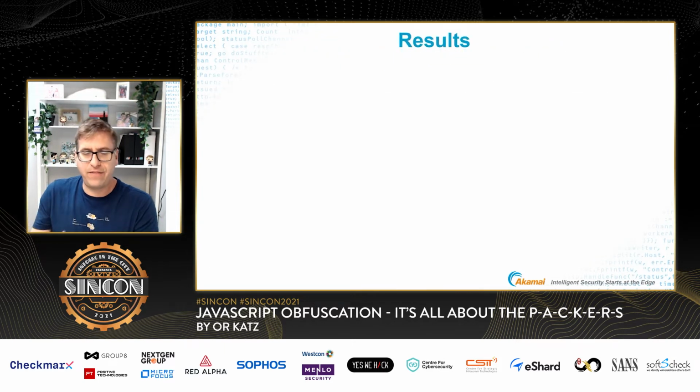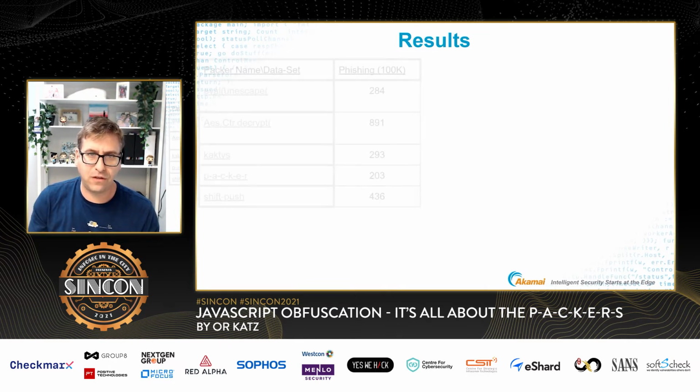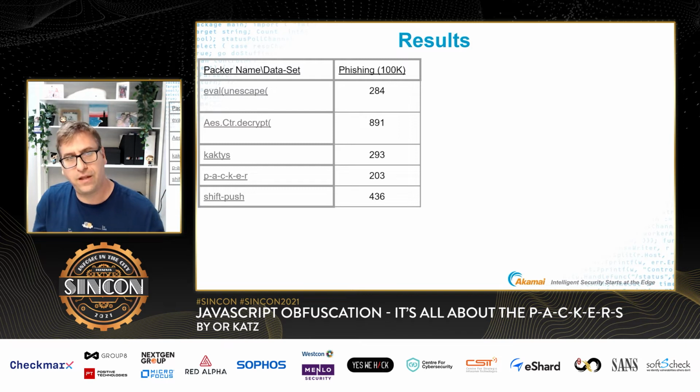Now, after we have that capability, the proof of concept, and the structure-based signatures for those packers, comes the part where we take that and evaluate it on a variety of data sets to see results. The first data set that I used was the phishing data set. It was over 100,000 different phishing pages that I scanned. It wasn't a clean and very accurate data set, but it was big enough and I knew that there are really good samples in it.